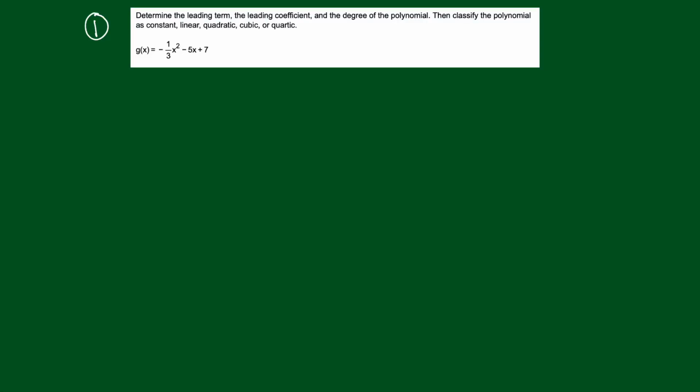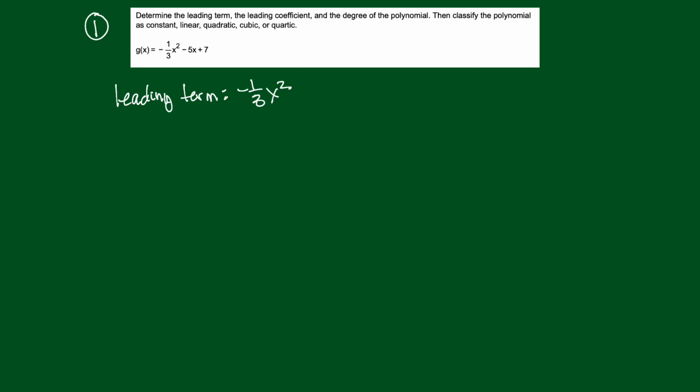We have a polynomial here, negative 1/3 x squared minus 5x plus 7, and we want to determine the leading term, the leading coefficient, and the degree of the polynomial. Now here's how this goes. The leading term is going to be the term of the highest degree. That's out here. This is 2, 1, 0. So the leading term is this term right here, negative 1/3 x squared.